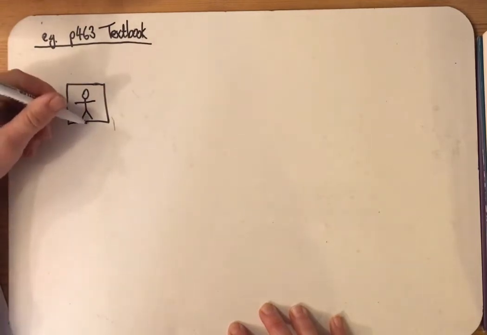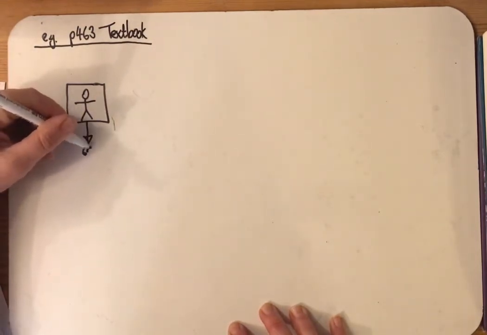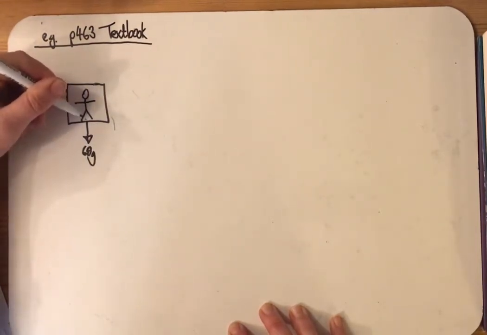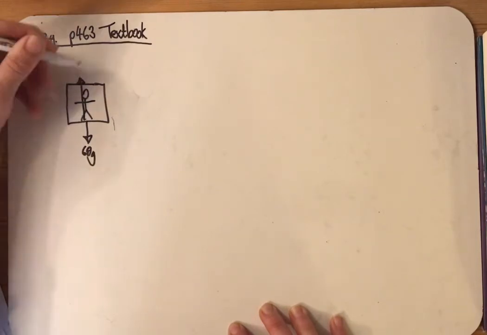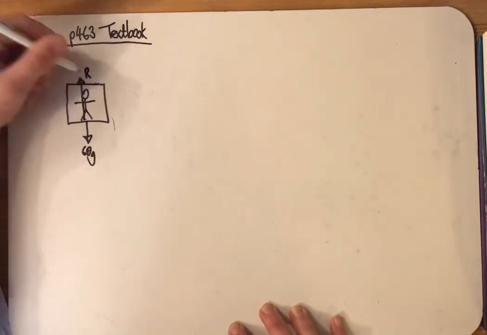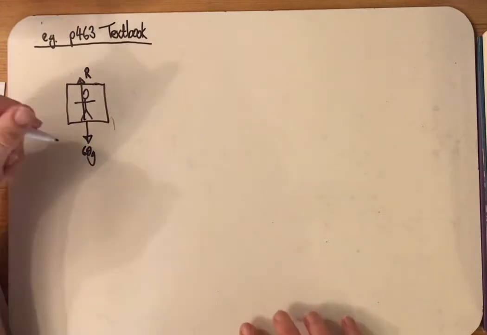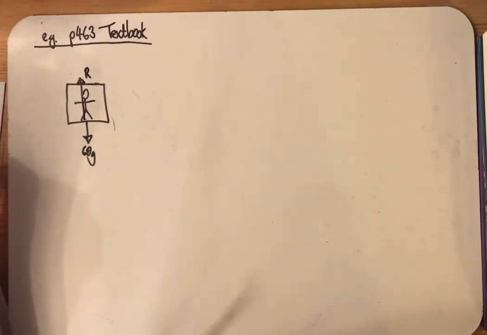So we've got her weight acting down and the reaction force. It's a bit hard to draw it in with a person as well, but we've got this reaction force acting upwards.